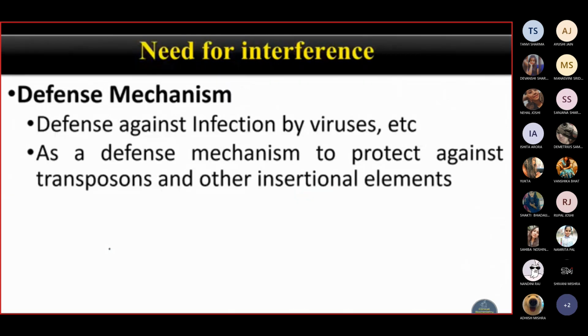So there are two ways we are going to use RNA interference. One is as a defense mechanism against viruses. I have already told you, whenever a virus comes with RNA as its genetic material, this RNA will be treated as a foreign particle and will be degraded by RNA interference. So that is a defense mechanism against virus.